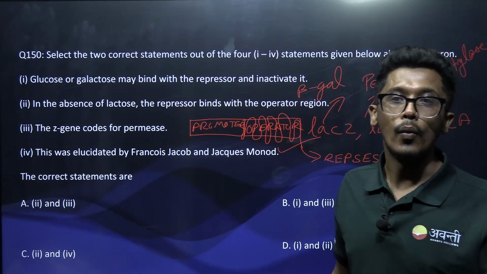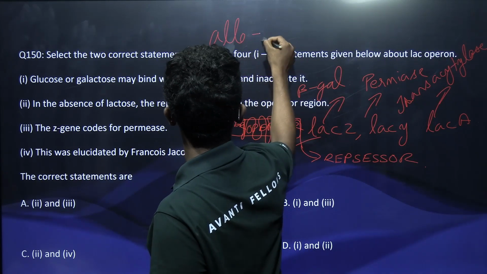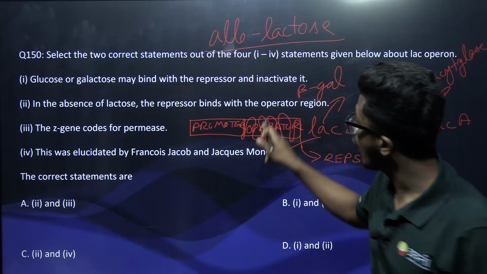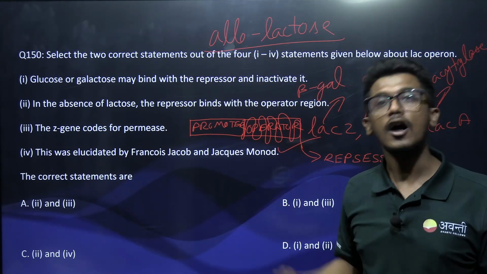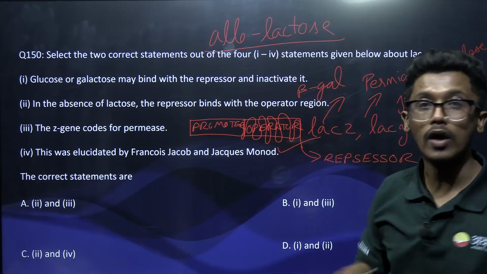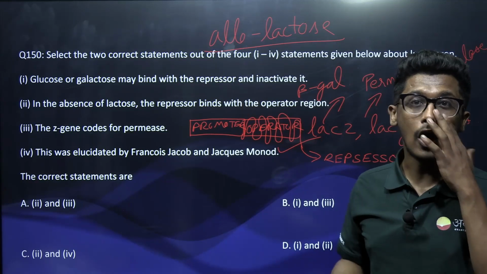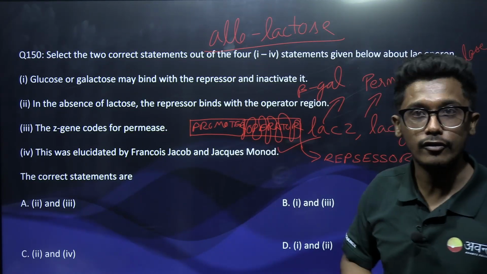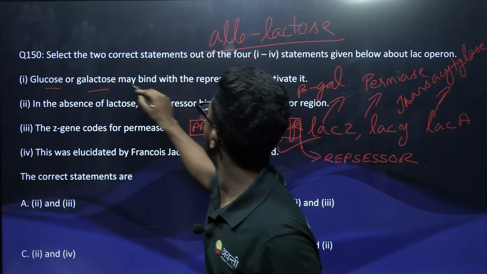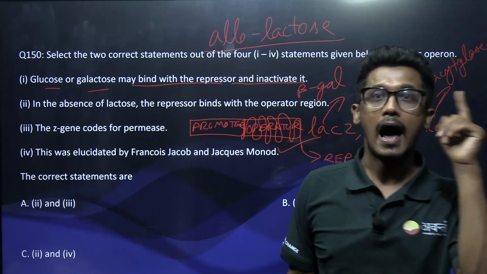How does it block? Whenever there is no allolactose. You see here, allolactose. Whenever this allolactose does not bind to the repressor, then the operator is always blocked. Understand this. When allolactose goes and attaches to the repressor element, then the operator is free. You get my point? So you see here, glucose and galactose may bind with the repressor and inactivate it. That is not true. Only lactose or allolactose.